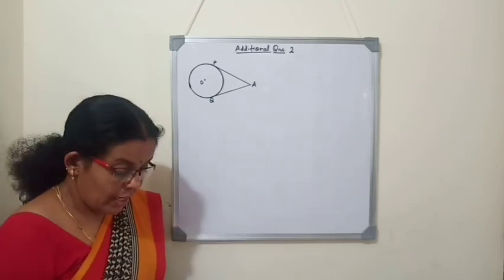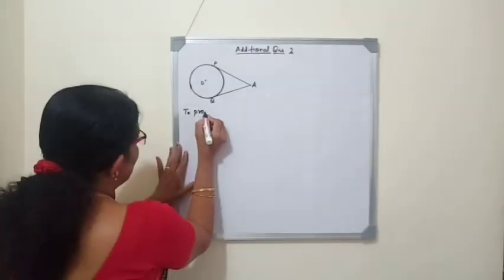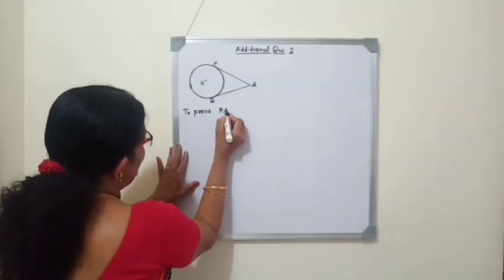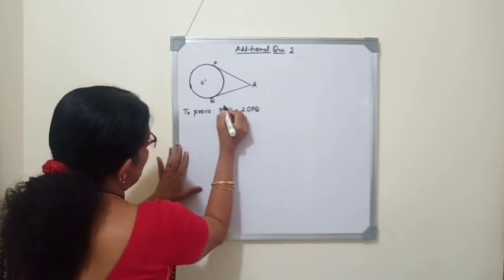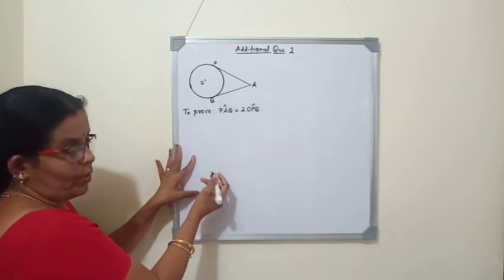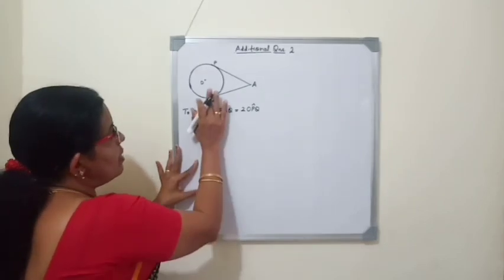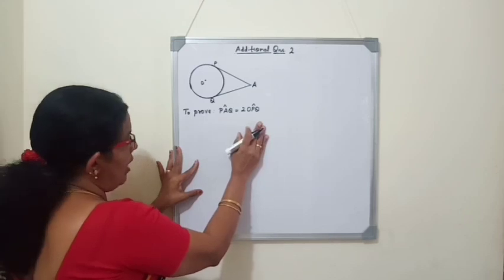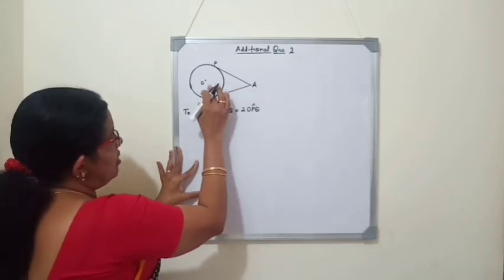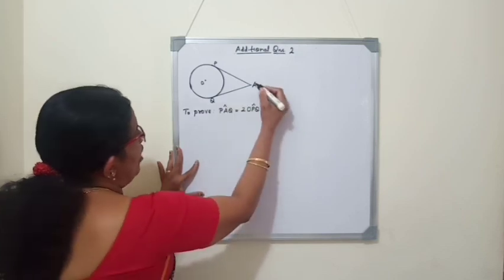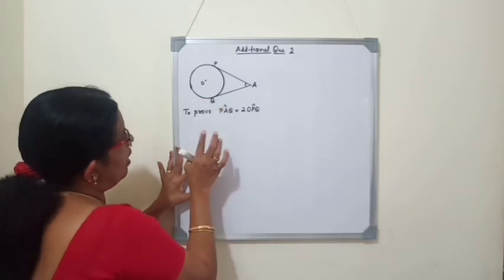Prove that angle PAQ is equal to twice OPQ. Angle PAQ equals twice OPQ. It's a repeated question in final exam. So here sometimes they will give you the diagram, sometimes without diagram. So PA and PB are 2 tangents from the external point A. O is the center of the circle. Angle PAQ we have. See here it is angle PAQ. Twice OPQ. OPQ angle is not given.